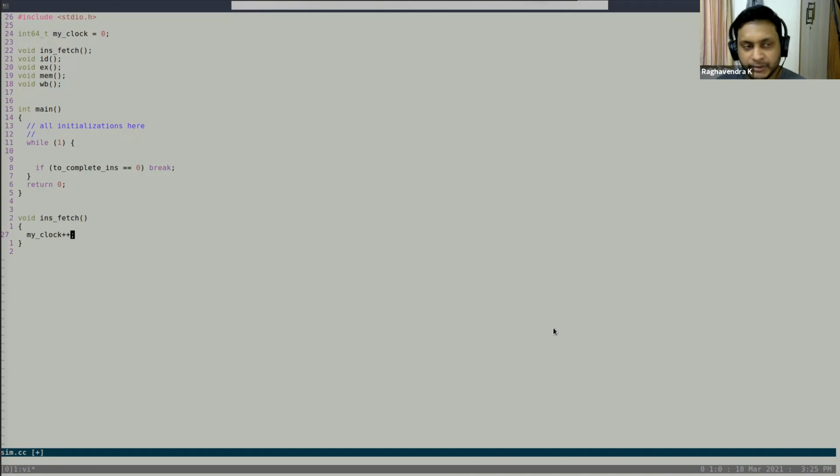So why can't I write my clock plus plus here? Let's say I do my clock plus plus here. Then you are actually incrementing 2 clock cycles for the same instruction. That is fine, but there might be something else that might be happening here. So I don't want to do this. So where will you increment this?